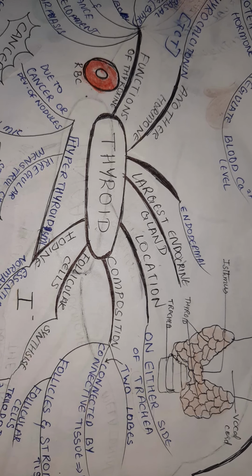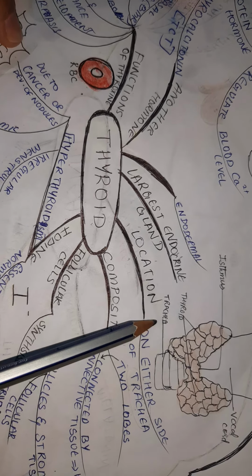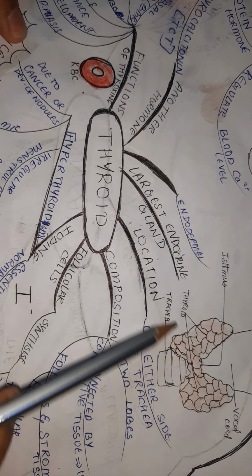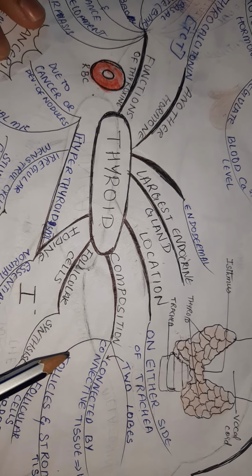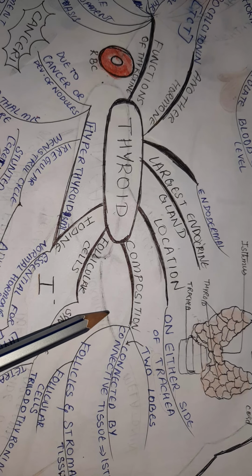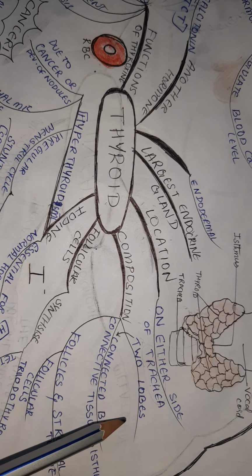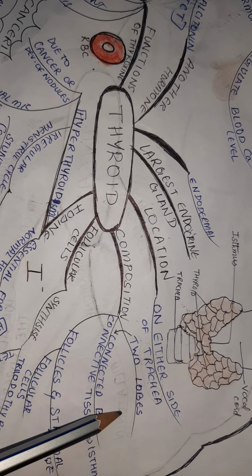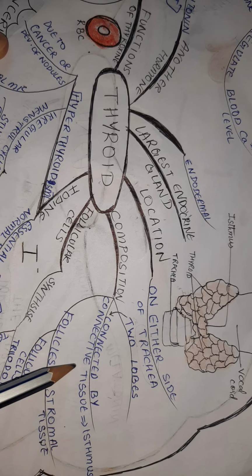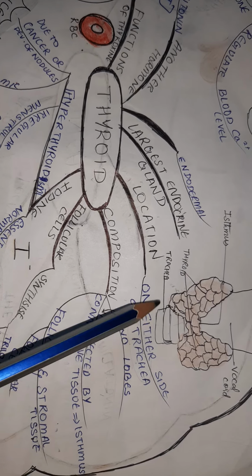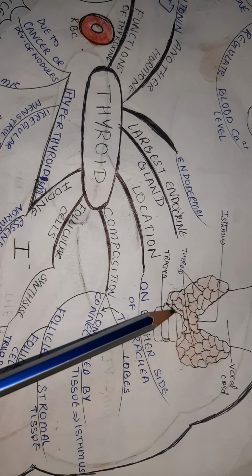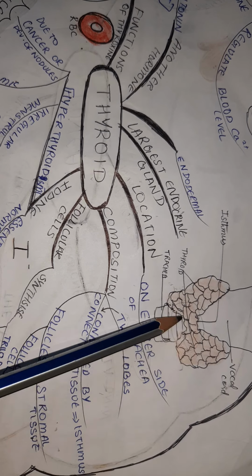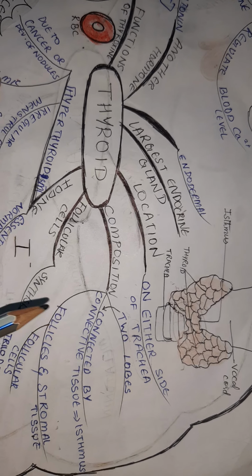So suppose this is your windpipe. The thyroid gland is present on both sides of your trachea. Now, what does it consist of? It consists of two lobes, and these two lobes are connected by a connective tissue known as the isthmus. If we consider the two lobes of the thyroid gland, this is the connective tissue which connects these two lobes, and this is known as the isthmus.